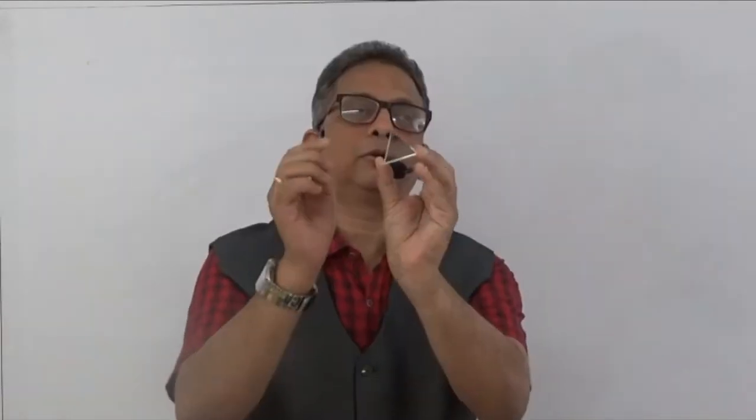Well friends, now we have another interesting optical device, and that is about prisms. A prism is a transparent material made up of glass, and as you can see, this is a prism. A prism has a triangular section. You can see it has a triangular section.